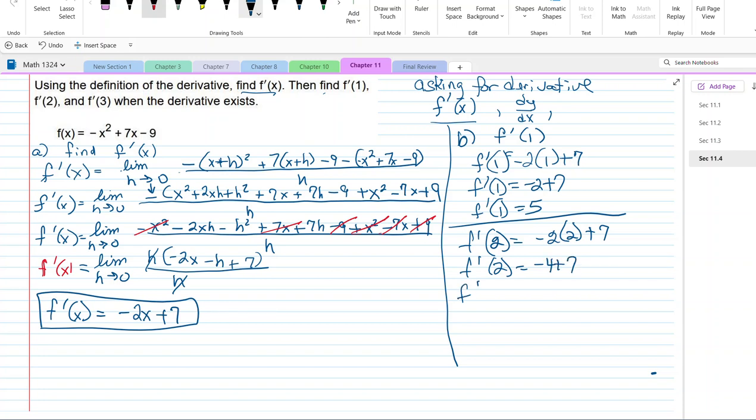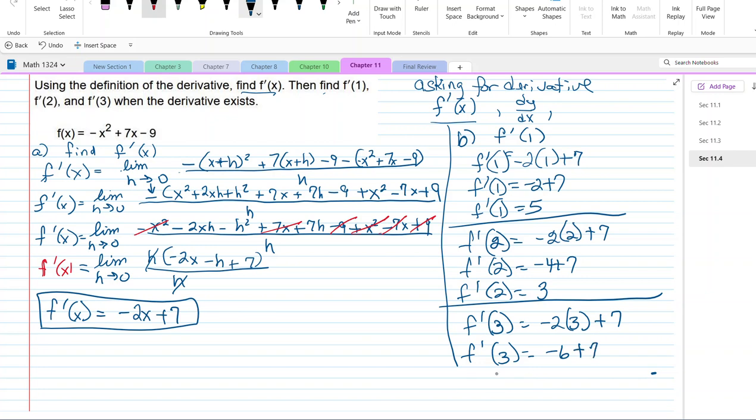All right, so the slope is 5, and now it's slowing down, right? It must be getting ready to change direction or something. And it's going to a 3, so let's do f prime of 3. And we can see that f prime of 3 is going to be negative 6 plus 7. So f prime of 3 is 1.